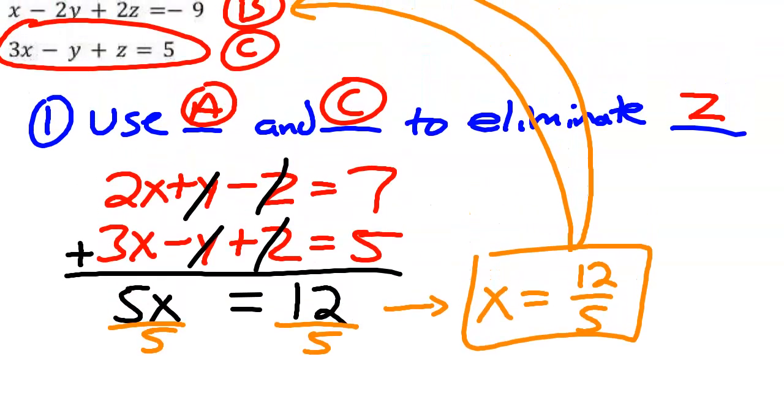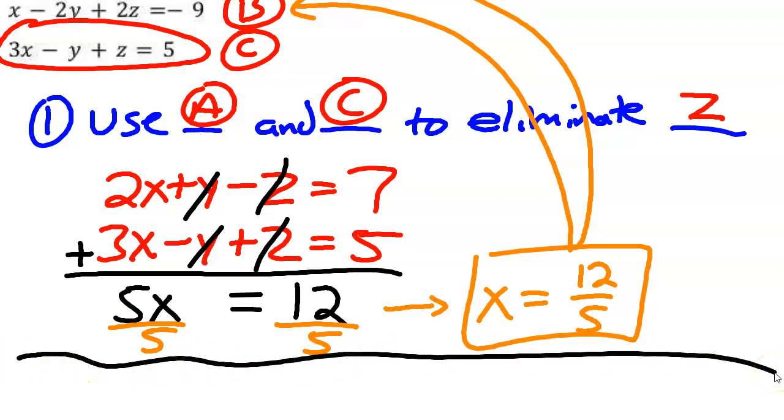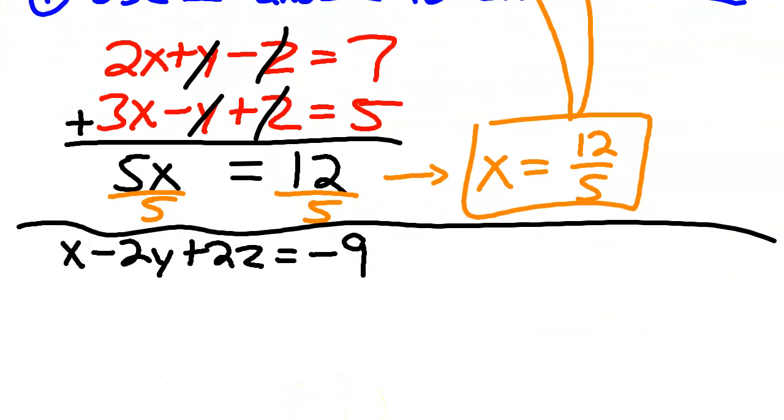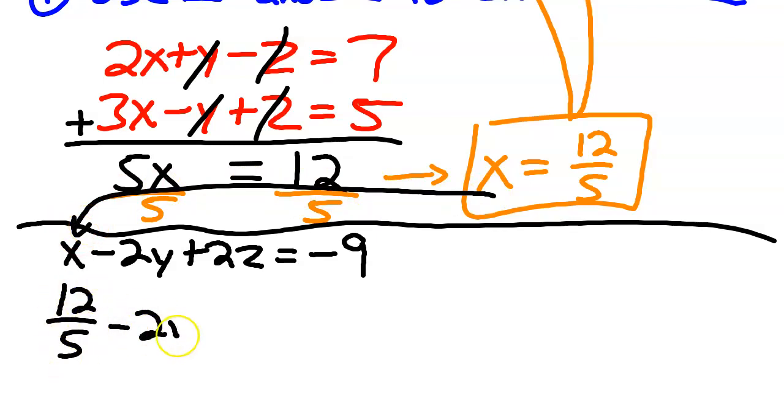So let me keep that on the screen there. There's not enough room for everything. All right, so we're going to plug in, so I'm taking x minus 2y plus 2z equals negative 9. Make sure you catch that negative sign on the 9. We're going to plug 12 fifths in for x. So I'm going to get 12 fifths minus 2y plus 2z equals negative 9.